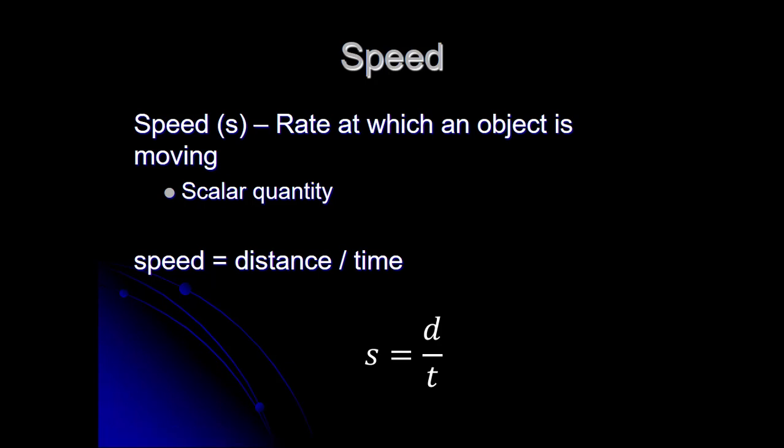So now that we've talked about the difference between displacement and the distance traveled, we want to extend that into the difference between speed and velocity. So speed is the rate at which an object is moving. It's how fast we're going. It is a scalar quantity, which means that direction doesn't matter. And you find it by taking the distance that you travel, the total distance, and you divide it by the time.